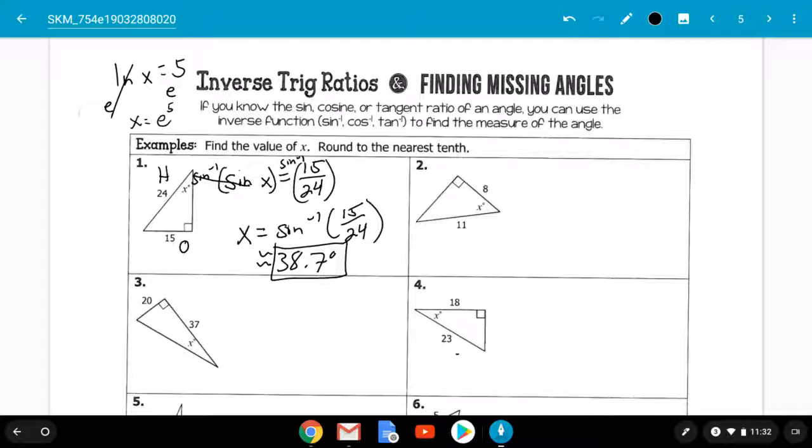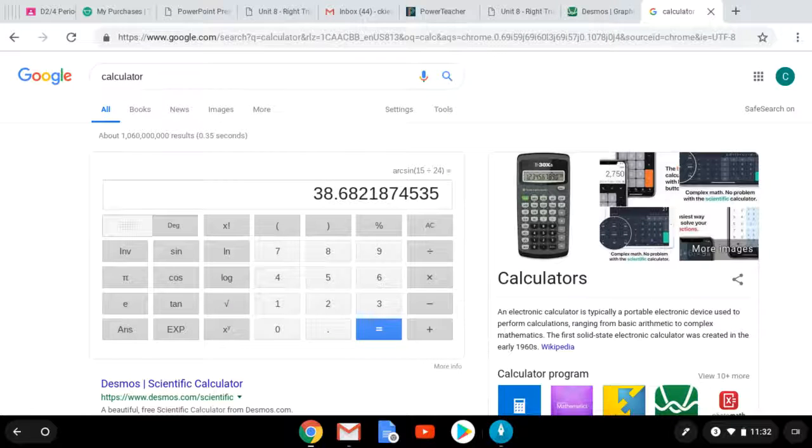All right, let's look at an example. Number 2. What is 8 in relation to the x? That's the adjacent side. What is 11? The hypotenuse. So which trig function deals with adjacent and hypotenuse? Cosine. So cosine of x equals adjacent, 8 over 11. X is now with the trig function, so we take the inverse cosine of both sides, and we get x equals inverse cosine of 8 over 11. So in the calculator, you're going to do inverse cosine 8 divided by 11, and you're going to get 43.3 degrees.